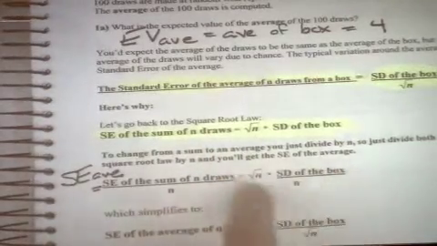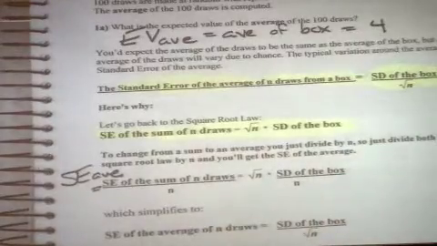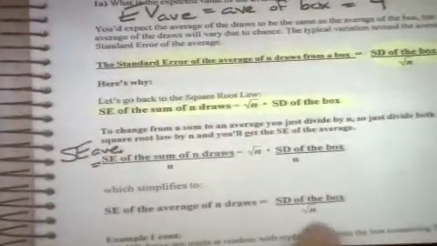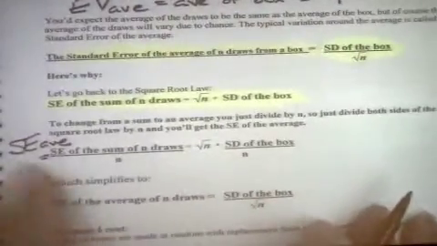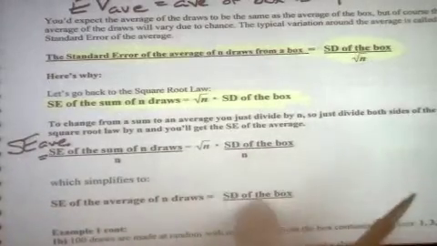But can we simplify this? Sure. Why does it simplify to this? We just left out one step. Can you see why it simplifies to this? The standard error of the average is that. Can you see why it simplifies to this?